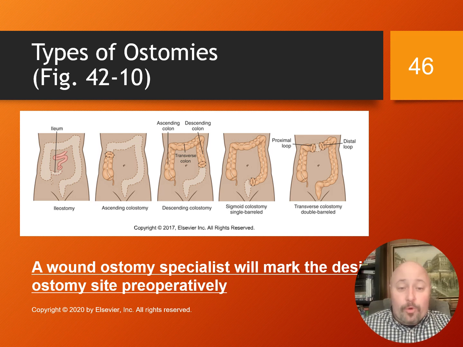Here in figure 42-10, we have the different forms of ostomies. Generally, they're, again, named for where they occur, what part of the intestine they come from. Also, I included this at the bottom, as this was an NCLEX question. They say a wound ostomy specialist will mark the desired ostomy site preoperatively. In my experience, I worked in intestinal transplant at the Cleveland Clinic, and I kind of got a feeling the surgeon's going to pick the spot that he thinks is best.